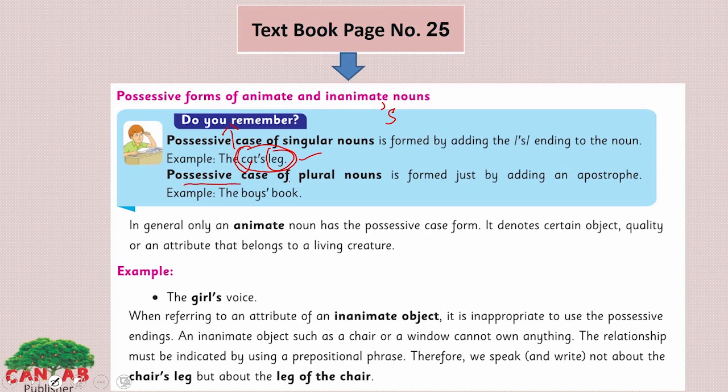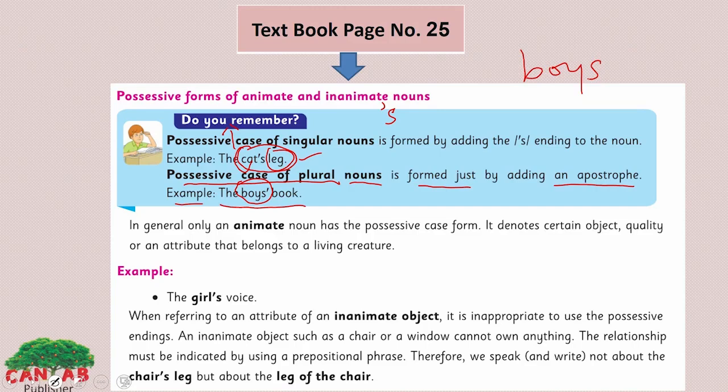Now look at the possessive case of plural nouns here. I hope you are familiar with singular and plural. Singular refers to one thing and plural refers to more than one thing. A plural noun is formed just by adding an apostrophe. Example, the boys' book. Here the boys are more than one. It can be 3 boys, 2 boys, 4 boys. It's not mentioned here, but the boys are plural here.